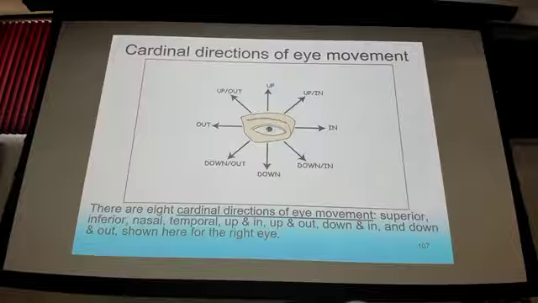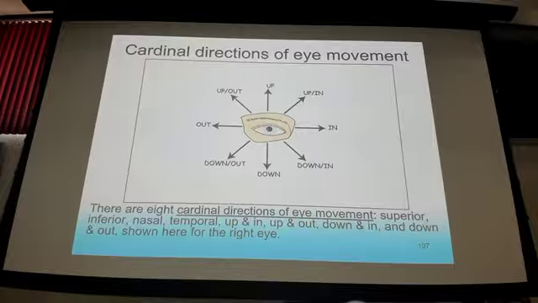If I'm looking at my right eye and it's going this way, we would call that up and in. If it's going out, we call that up and out, down and out, down and in. So that's how that's set up. Of course, in and out, up and down. Those are all motions, and they're called cardinal directions of eye movement. Cardinal directions of eye movement is a study of anatomy.